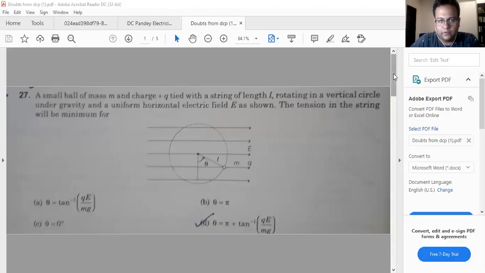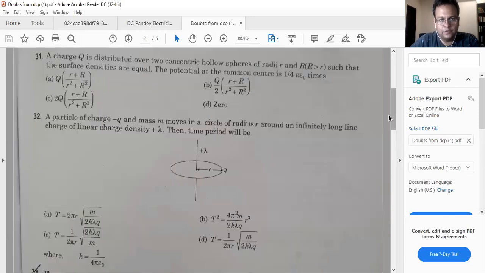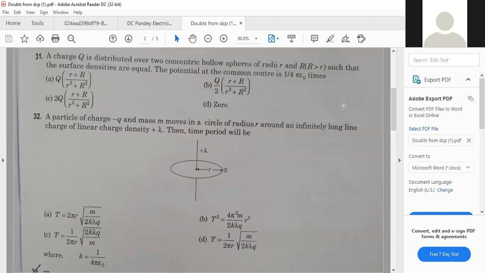So this question 27 we have already done. The answer is D. 31. Which one, Madhav? Yes, 31 needs to be done.